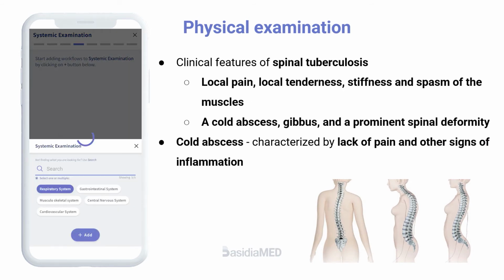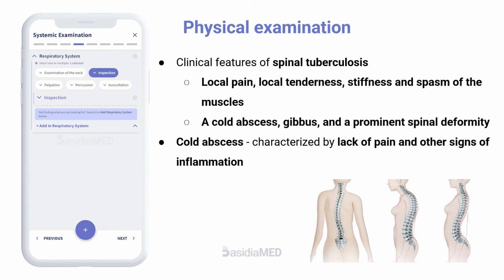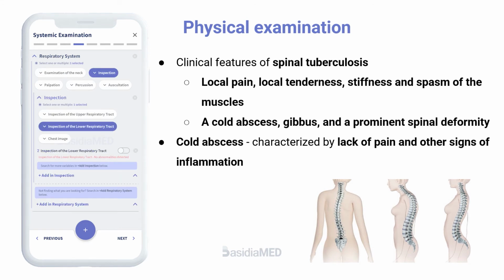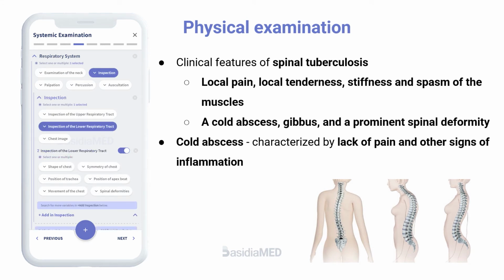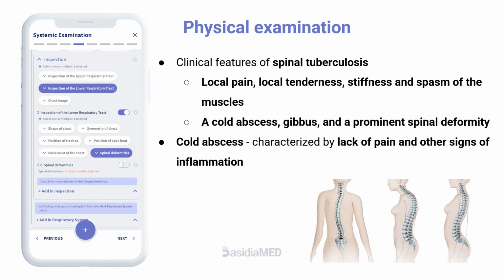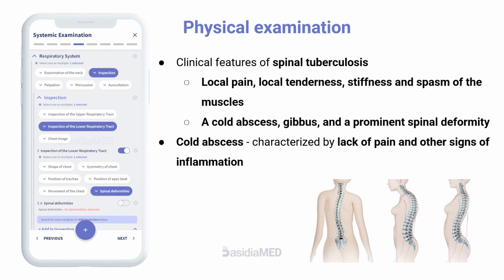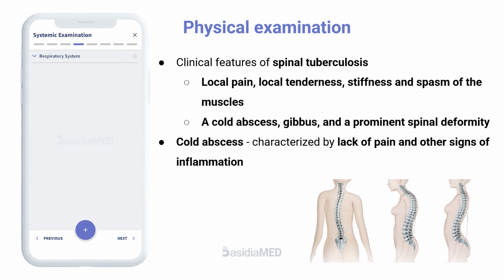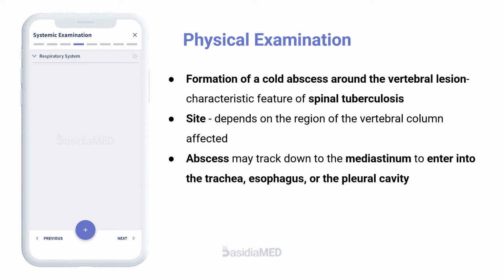The characteristic clinical features of spinal tuberculosis include local pain, local tenderness, stiffness and spasm of the muscles, a cold abscess, gibbus, and a prominent spinal deformity. Cold abscess is characterized by lack of pain and other signs of inflammation. Formation of a cold abscess around the vertebral lesion is a characteristic feature of spinal tuberculosis.